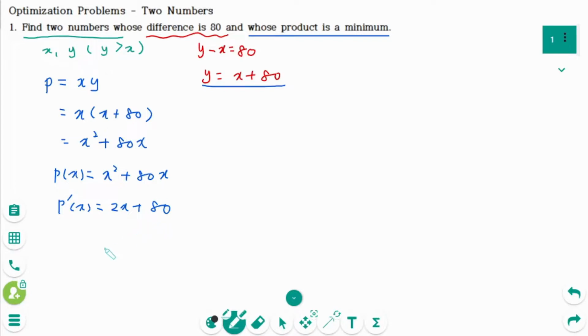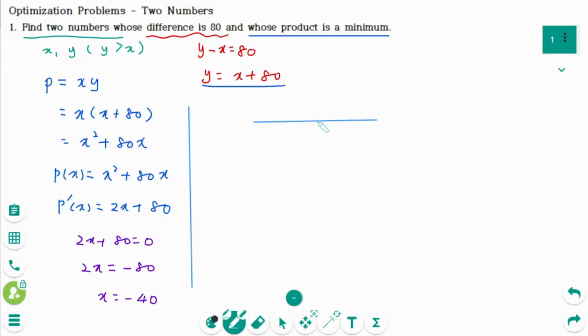To find the critical numbers, 2x plus 80 equals 0, then 2x equals minus 80, then divide by 2 on each side, x equals minus 40. The number line, minus 40, p prime of x. When the testing number is minus 50, then p prime of minus 50 equals 2 times minus 50 plus 80 equals minus 100 plus 80, which is minus 20, less than 0.